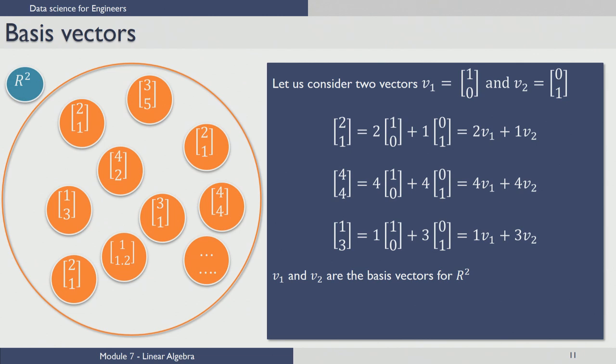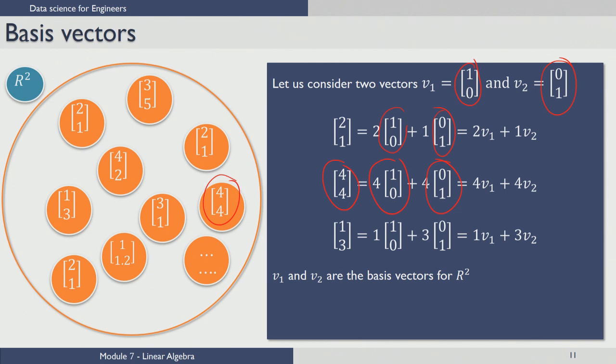Now we might be interested in understanding something more general than just saying that there are an infinite number of vectors here. What we are interested in is whether we can represent all of these vectors using some basic elements, and some combination of these basic elements. Now let us consider 2 vectors, for example v1 = (1, 0) and v2 = (0, 1). If you take any vector that I have here, let us say (2, 1), I can write (2, 1) as a linear combination of this vector plus this vector. Similarly take (4, 4), I can write it as a linear combination of this vector plus this vector, and that would be true for any vector in this space.